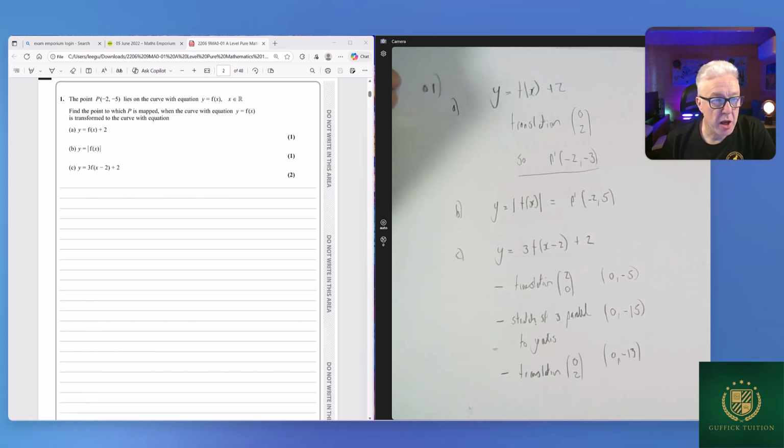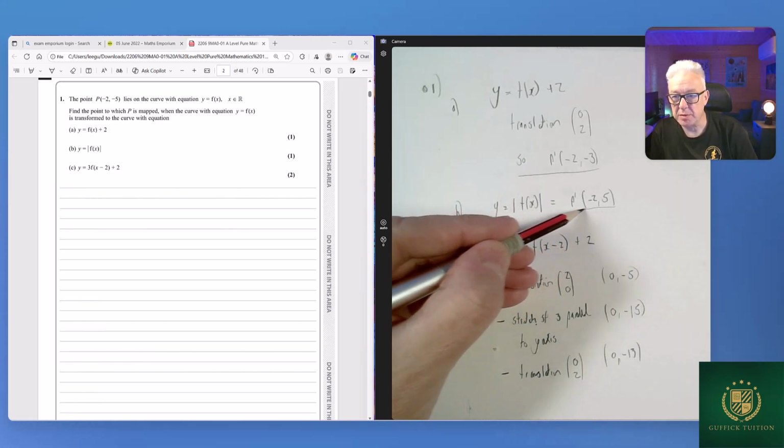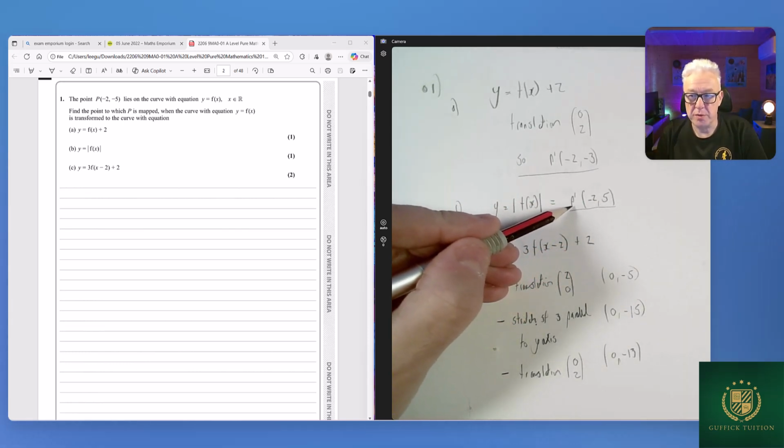What's next? The modulus of f(x). Well, remember the modulus has the effect of making the y values go positive. So anything that's negative, the modulus makes go positive, and anything that's positive stays as it is. So when we do that, -5 is going to change into +5. So the image would be (-2, 5) for that one.